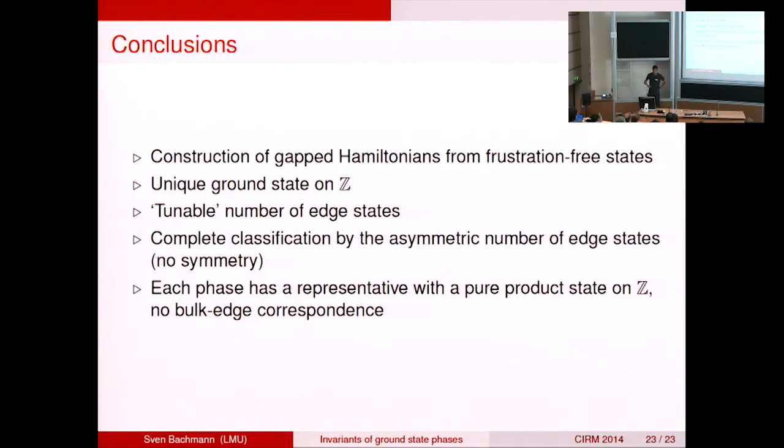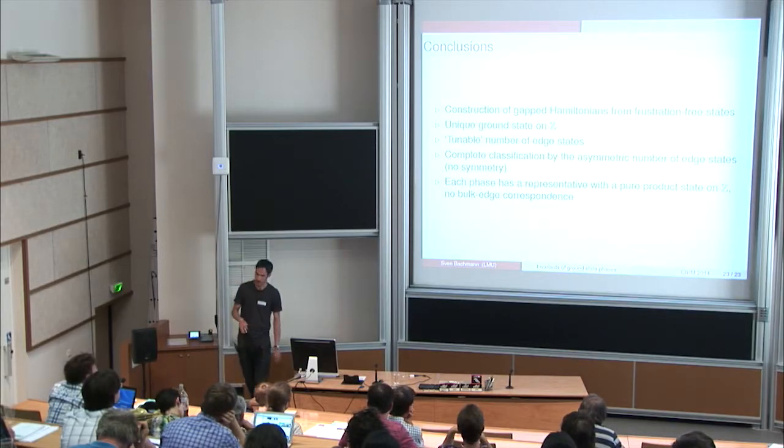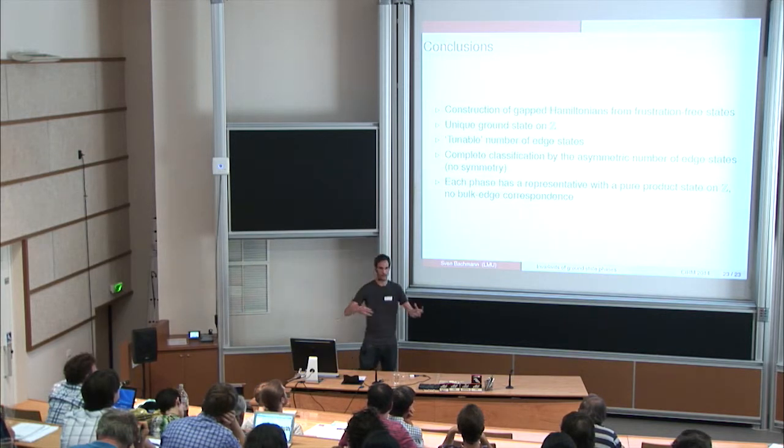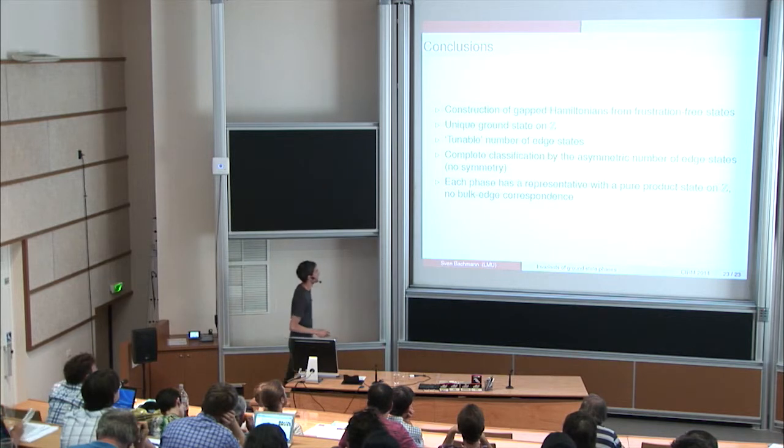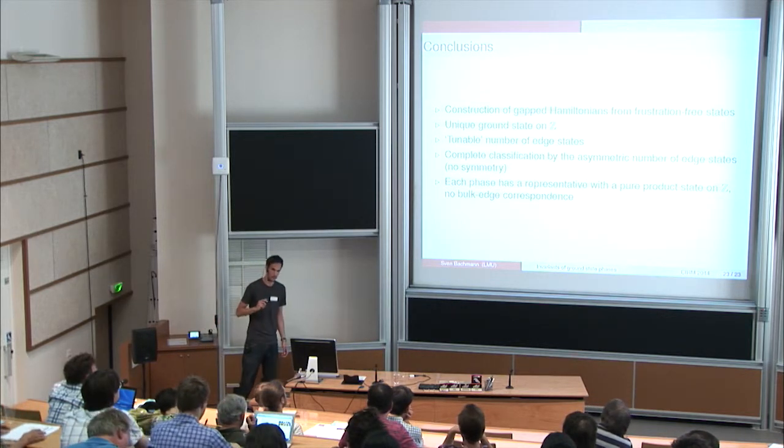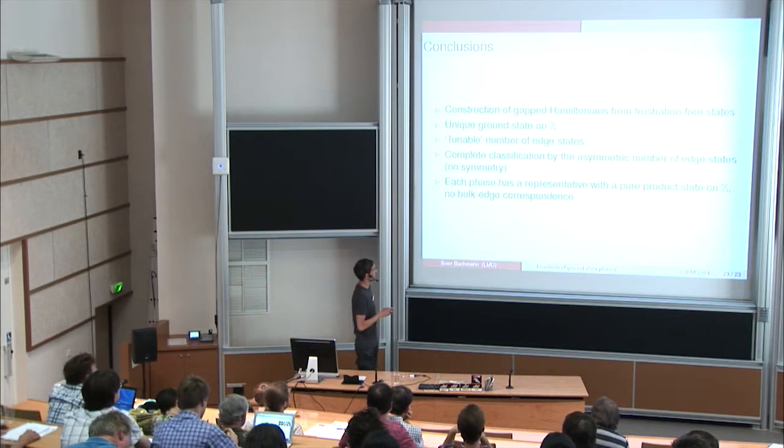I wanted to tell you about the concrete product representatives, but let me skip this. So here's what we've done. We've constructed, first of all, gapped Hamiltonians that are frustration-free, from this intersection property. They have the property of having a unique ground state in the thermodynamic limit, but for which we can arbitrarily tune the edge state dimensions. For those, we have a complete classification of this family of Hamiltonians in one dimension by the number of edge states on both sides, which may be asymmetric. And again, I repeat, this is a classification which does not take symmetries into account. And the last point is that in each of these phases, I have one very specific representative whose ground state in the thermodynamic limit is just a product state.